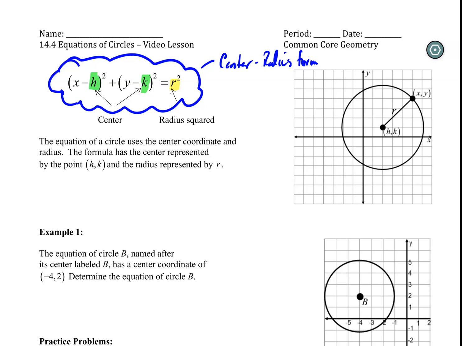We'll see later on in another video that they could give it to us in general form, and then we would be able to manipulate it into this form. This is the most functional and useful form of a circle, generally speaking, because we can get so much information out of it just from the equation itself.